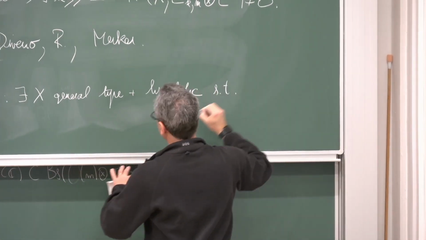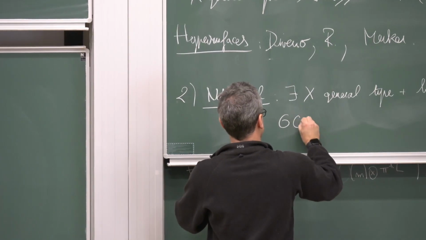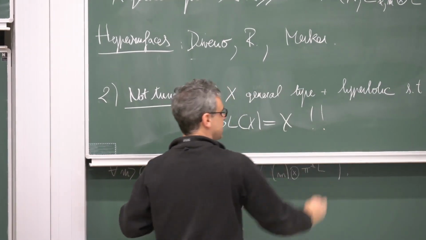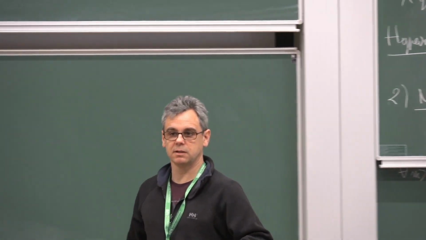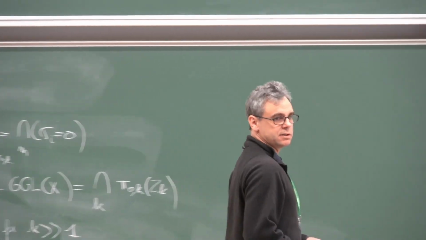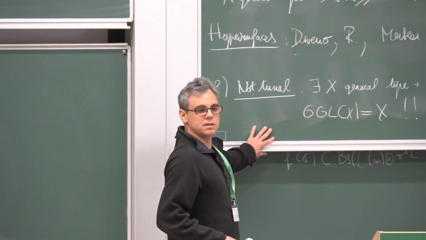Such that this Green-Griffiths-Lang locus is X. So there is no way to prove any constraint on the entire curve using this strategy.